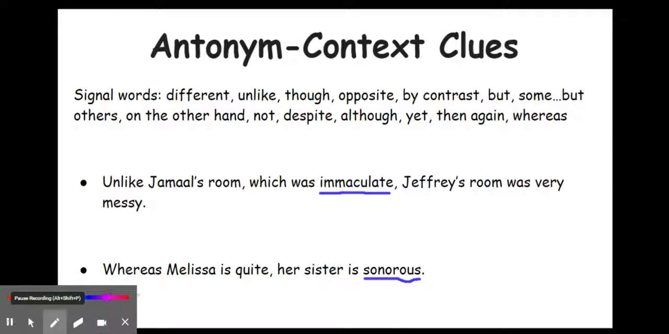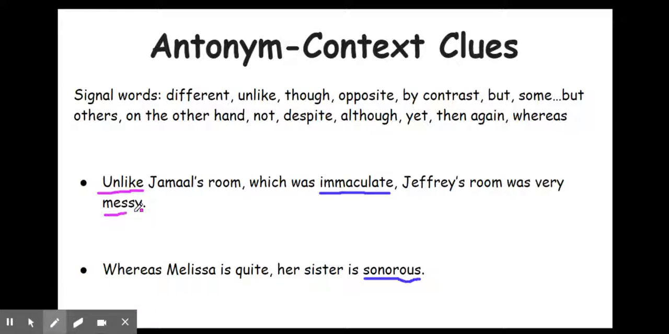Here, we're trying to figure out what the word immaculate means. So, we have immaculate, and this is an antonym because we have the word unlike, so we have an antonym context clue. So if Jamal's room was immaculate and Jeffrey's room apparently was the opposite, what does the word immaculate mean?